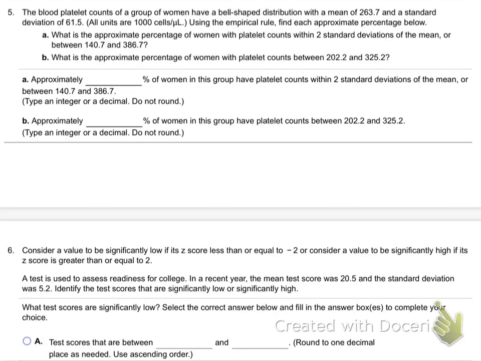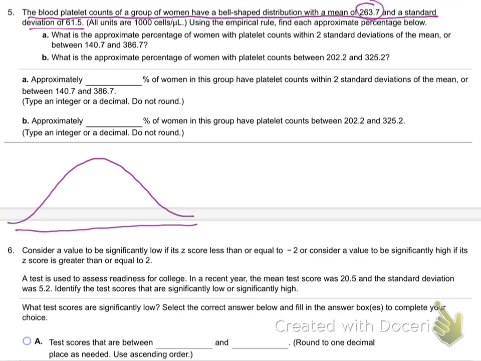Okay, on number 5 here, the blood platelet counts of a group of women have a bell-shaped distribution with a mean of 263.7 and a standard deviation of 61.5. Now, what does that mean? That means that if you graphed the women's blood platelet counts, you would find a mean, a middle, of 263.7 and a standard deviation of 61.5.